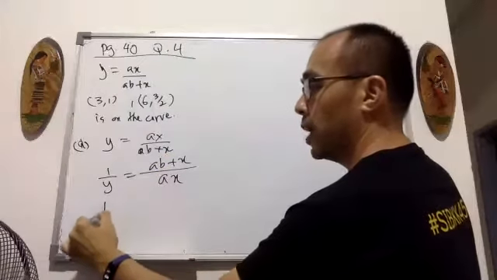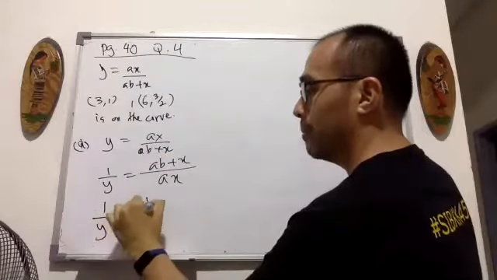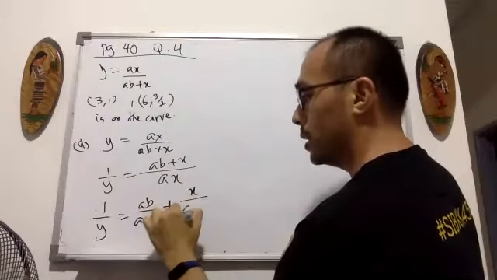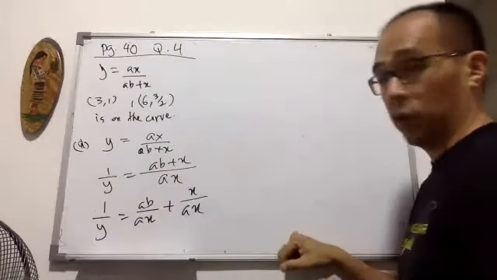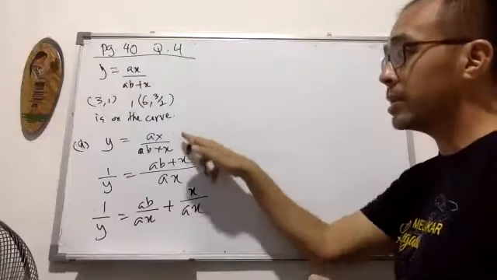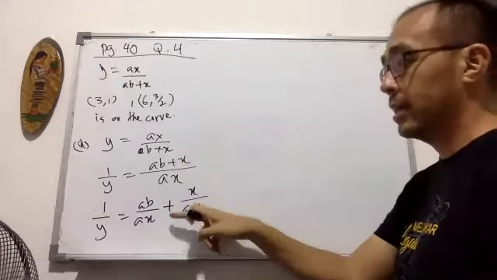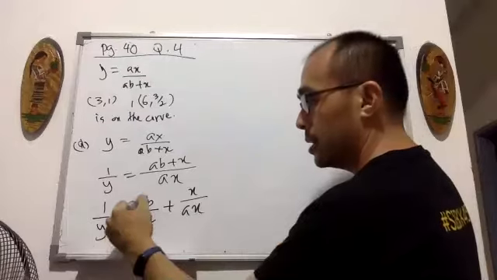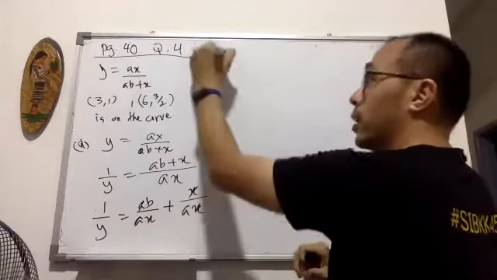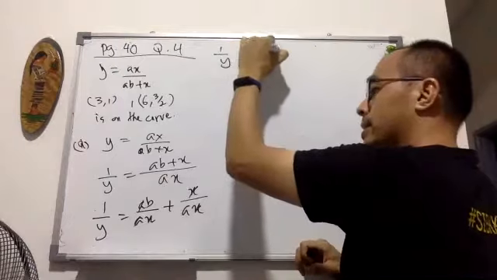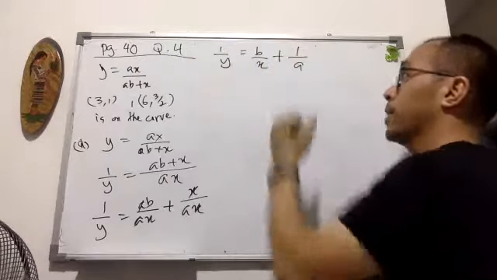Okay, this will become 1 over y equals ab over ax plus x over ax. Remember you cannot split this if it is at the bottom, it doesn't make sense. You can only split it if it is at the top. Okay, let's simplify this. A and A will cut, x and x will cut. I will get 1 over y equals b over x plus 1 over a.